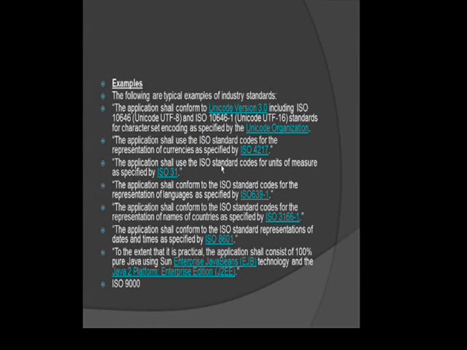Examples of industry standards: the application shall conform to the code version including ISO 10646 and ISO 10646-1, standards for character set encoding as specified by the Unicode organization. The application shall use the ISO standard codes for units of measure as specified by ISO 31. To the extent that is practical, the application shall consist of 100% pure Java using Sun Enterprise JavaBeans technology and the Java 2 Platform Enterprise Edition.